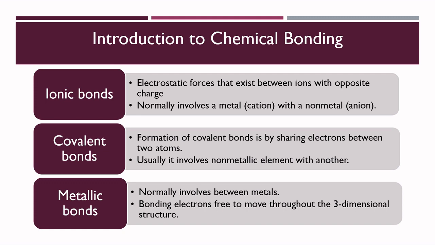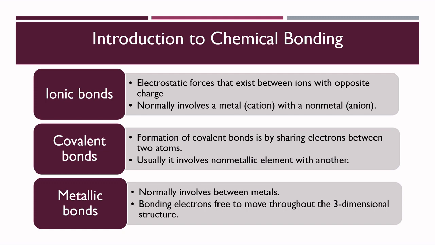Ionic bond involves electrostatic forces that exist between ions with opposite charge. Normally, when a molecule forms an ionic bond, it involves a metal or a cation with a non-metal or the anion. It involves the electron donating and accepting process. The second chemical bonding is covalent bond, which is a formation by sharing electrons between two atoms, and it usually involves a non-metallic element with another non-metallic element.